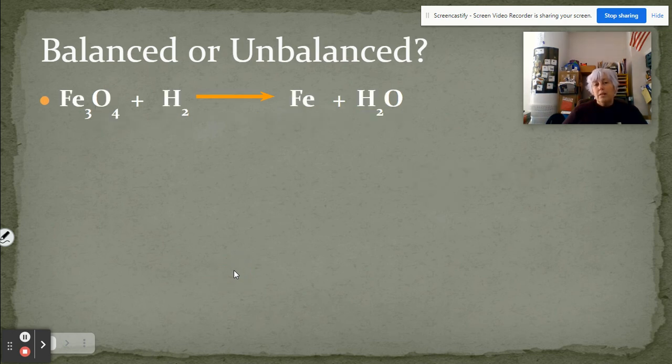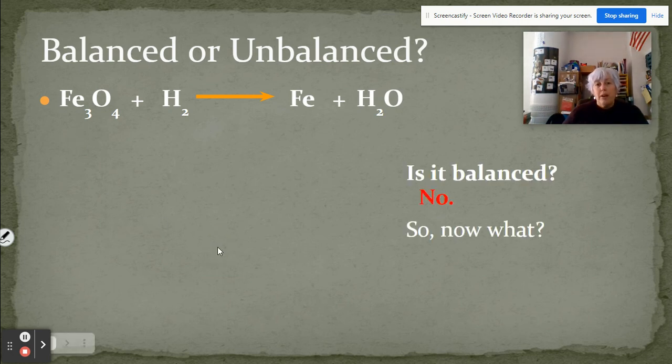How about this one? Is it balanced? How many iron? 3. How many iron over here? 1. So you could stop right there. It's not balanced. If even one atom is not balanced, it would be not balanced, and it violates the law of conservation of mass or matter.